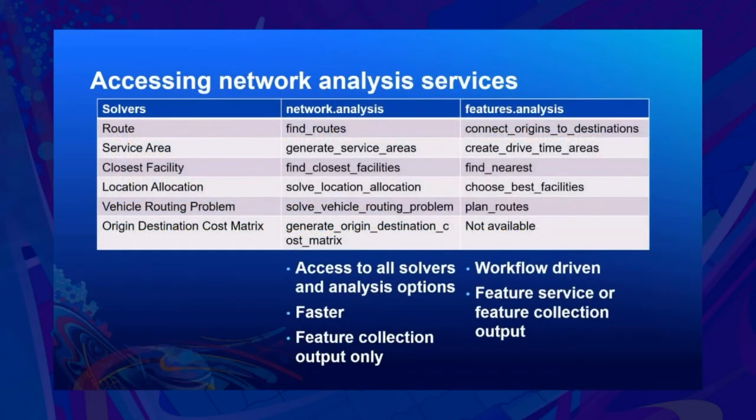The ArcGIS API for Python includes network analysis capabilities that can be accessed in more than one way, through the network.analysis methods and through the features.analysis methods. These do very similar things. The network.analysis methods are faster and give you access to the full range of network analysis capabilities. The outputs are feature collections only. The features.analysis methods are designed for WebGIS workflows and can use feature services or feature collections for inputs and outputs.